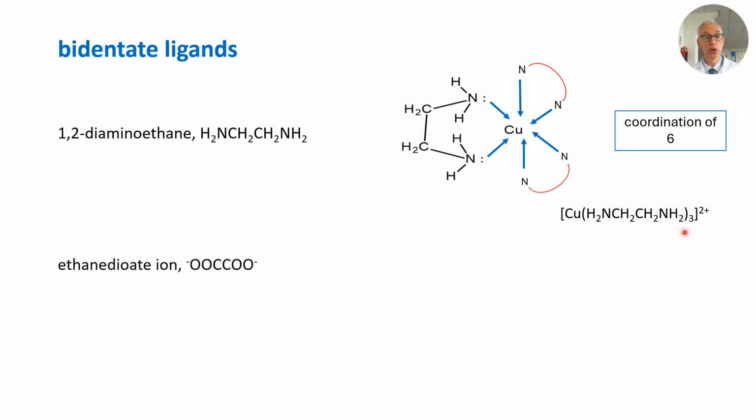So let's move on to the ethane dioate ion, which we can write like so. And we can represent it structurally. These are negative charges like so. Complete the diagram for the copper ethane dioate complex. Write its formula and determine the coordination number. If you're not clear, it follows the pattern for 1,2-diaminoethane. Pause, come back when you're ready.